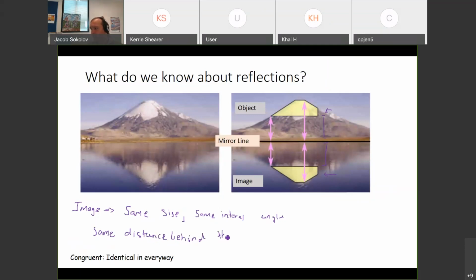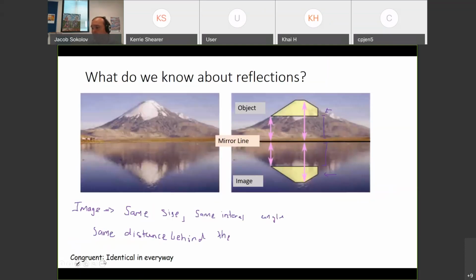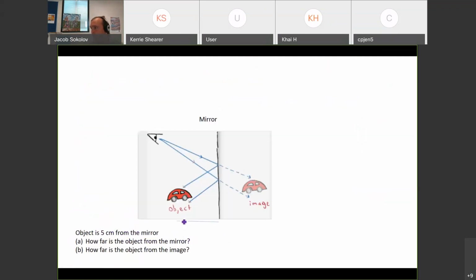A math word that we use, and you'll be looking at next year, is congruent. It just means it's identical in every way. So same angles, same distance behind, and same size. You'll probably come across this in science. So the object that's reflected, we've referred to as an image.